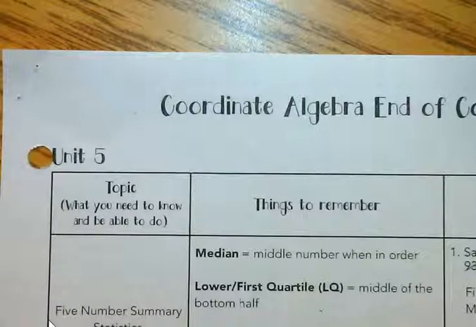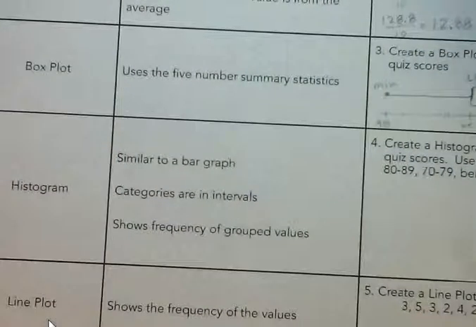Okay, still on Unit 5, back on the front page. So we're going to look at a histogram for just a second. It's similar to a bar graph. The categories are in intervals, though, so it does not show the individual scores. It shows the frequency when they're grouped together.